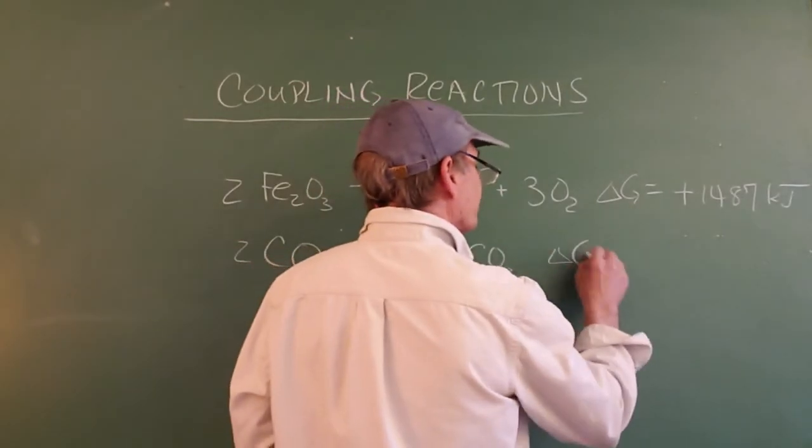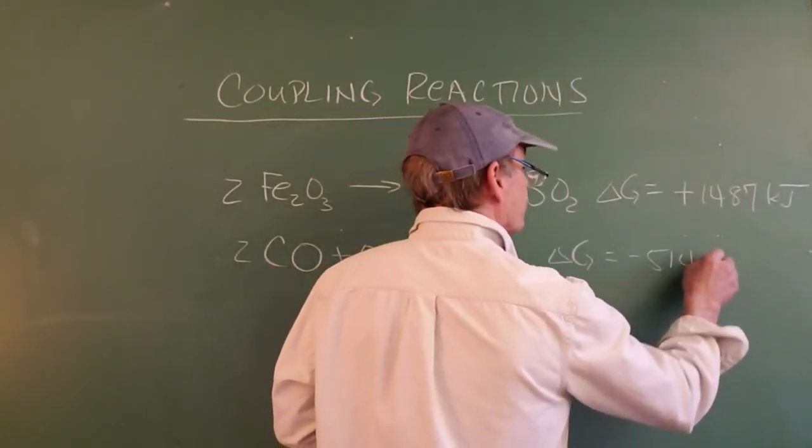Well, the delta G for this is negative. It's negative 514.4 kilojoules.